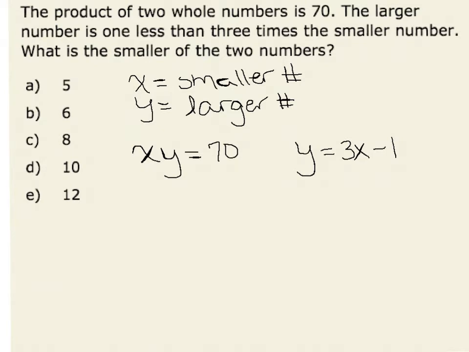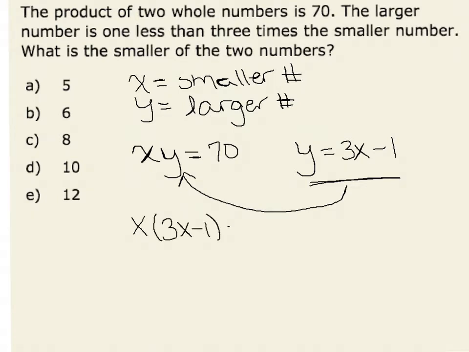Now I have two equations and I want to find either x or y. Since I know that y is equal to 3x minus 1, I'm going to use substitution and substitute y into my first equation. So I have x times y, which is 3x minus 1, is equal to 70. I will now notice that if I use my distributive property, I will get a quadratic equation given by 3x squared minus x is equal to 70.